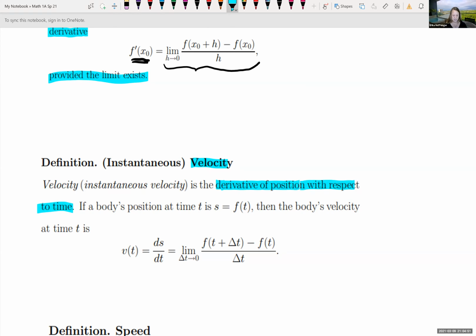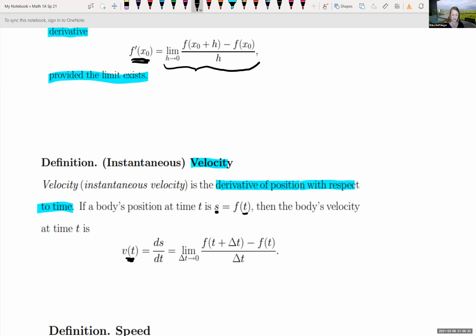If the body's position at time t is, let's call it the function s equal f of t, then the body's velocity at time t is the following. This is just mathematical notation. We have some function v of t, our velocity function. We get that velocity function by taking the derivative of the function, which is called s, with respect to the variable t. So s is just another way of writing the y value of our point.